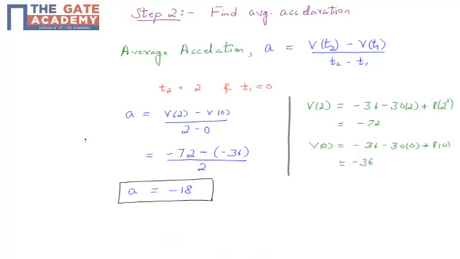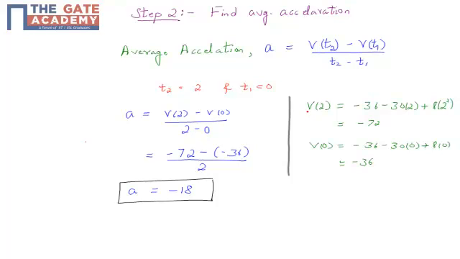Now we will move to our step 2, that is finding the average acceleration. My average acceleration a would be equal to v of t2 minus v of t1 divided by t2 minus t1, where my t2 is equal to 2 and t1 is equal to 0. So my equation of a would be v of 2 minus v of 0 divided by 2 minus 0.